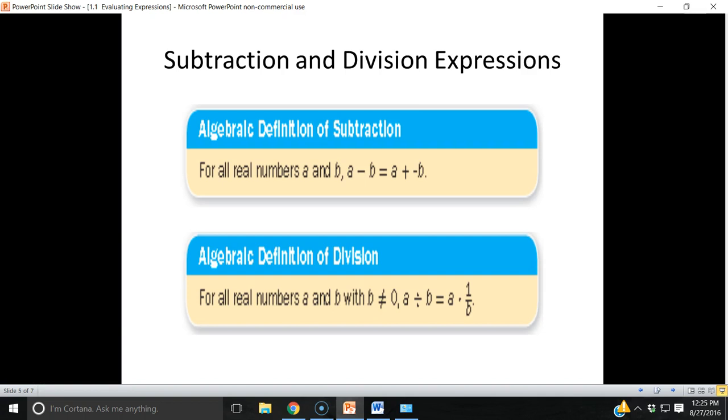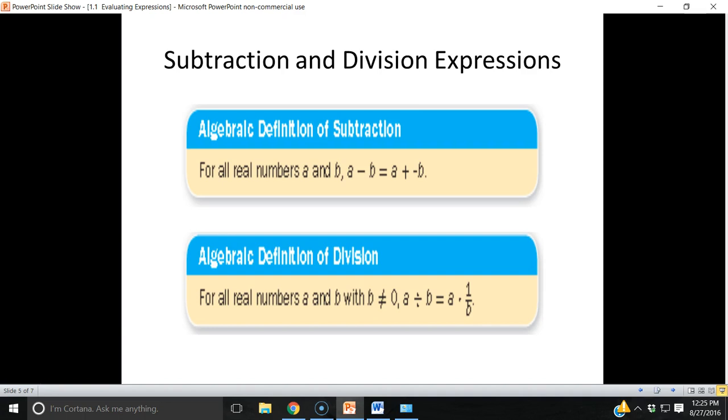And the other one here is the algebraic definition of division. For all real numbers a and b with b not equal to 0, a divided by b equals a times the reciprocal of b. So remember that reciprocals always have a product of 1, so b and 1 over b are reciprocals because b times 1 over b equals 1.